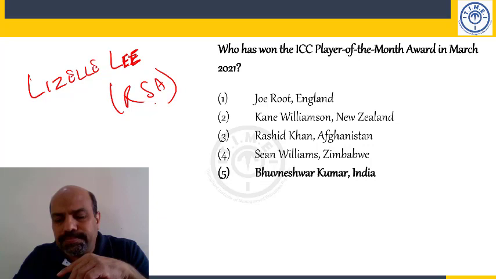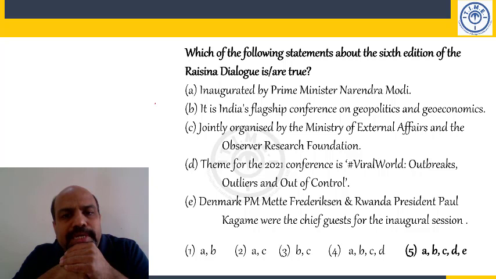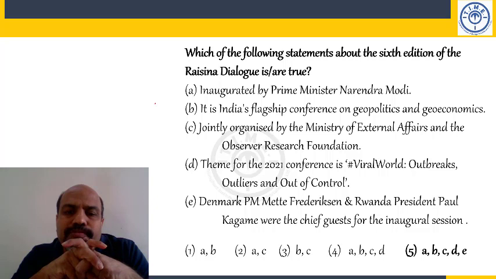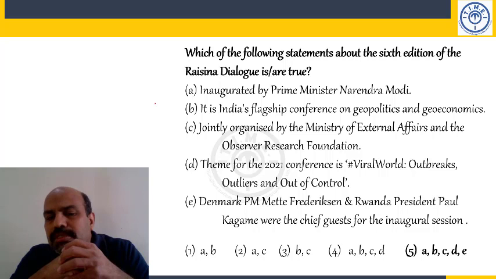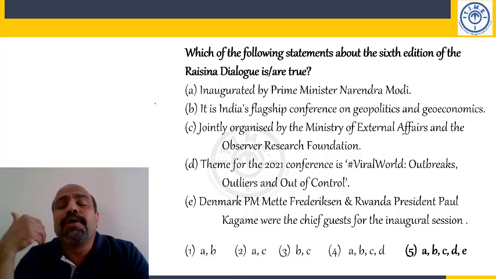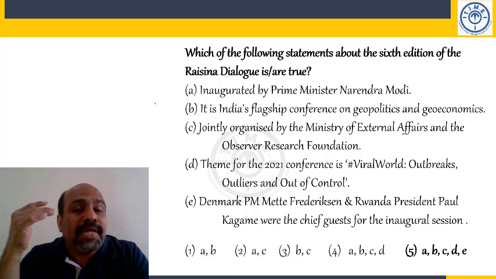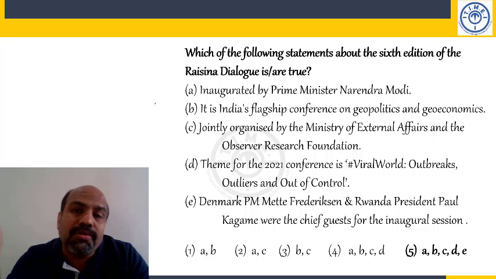Okay, hardly anything to discuss. Which of the following statements about the 6th edition of the Raisina Dialogue is true? It was inaugurated by Prime Minister Narendra Modi. Yes. India's flagship conference on geopolitics and geoeconomics. Yes. Jointly organized by the Ministry of External Affairs and the Observer Research Foundation, ORF. Yes. This year's theme is Viral Worlds, keeping in mind the pandemic, with the theme also being outbreaks, outliers and out of control. The Danish Prime Minister Mette Frederiksen and the Rwandan President Paul Kagame were the chief guests for the inaugural session. Yes, all of them are right.